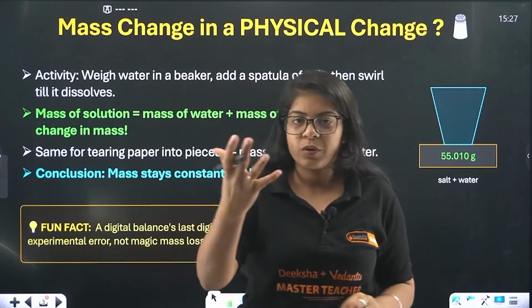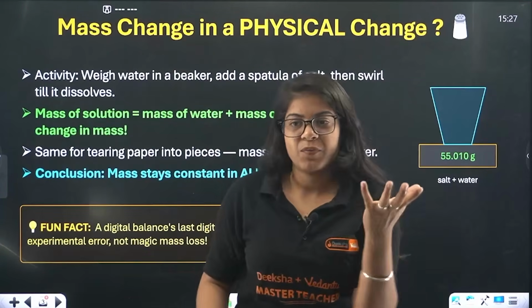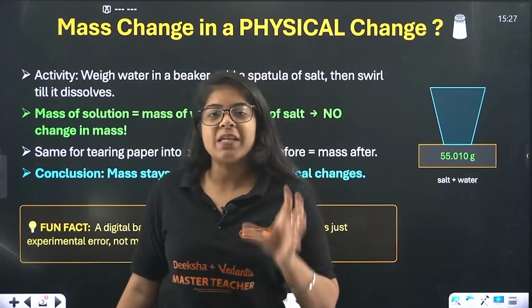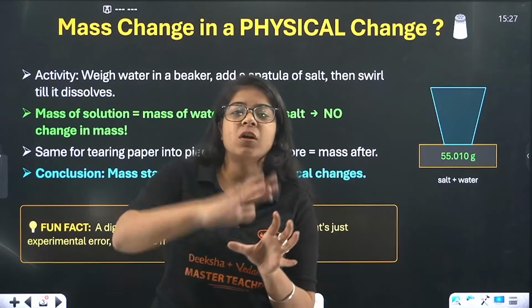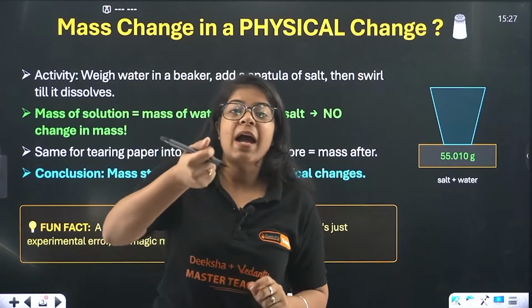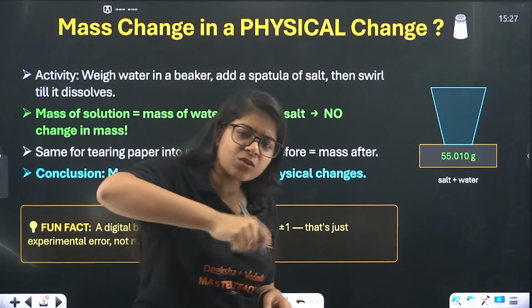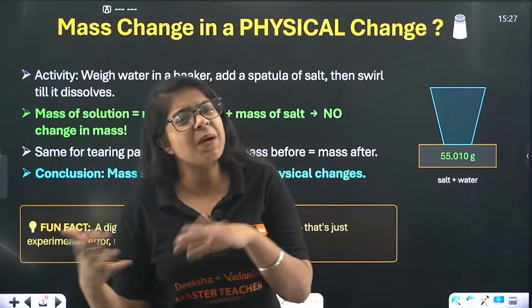So what is the one thing? Weigh your water. What we did, we took a weighing scale. Okay, this is your weighing scale. You took a glass of water and placed it on the weighing scale, and the water has a certain mass. Then you added some salt in it, and you will see the mass will increase, right? And you dissolve it. Now will the mass change?